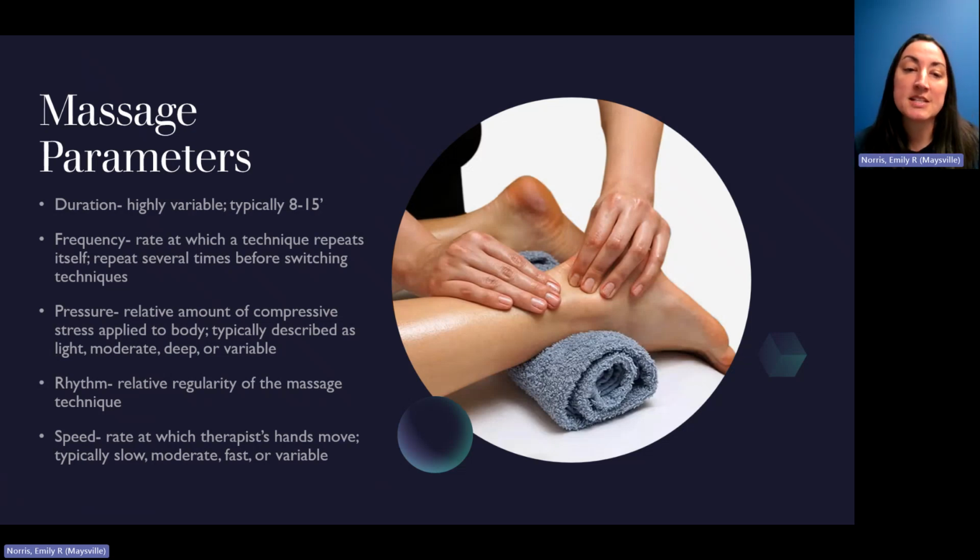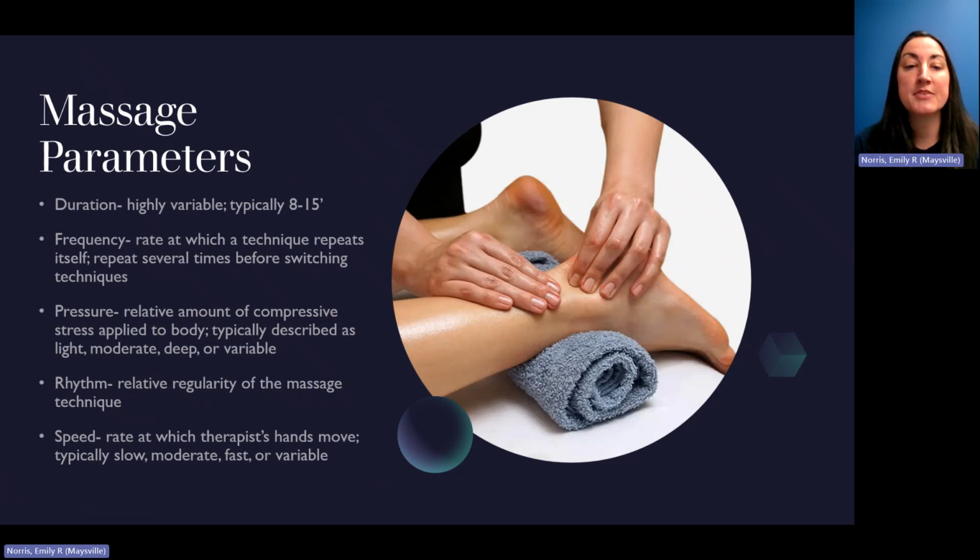The frequency, that's the rate at which a technique repeats itself. So typically you'll repeat one massage technique several times before switching to the other. If you're constantly doing different techniques, it's probably going to cause them to tense up and not be able to relax as much. So remember that as you're going through your massage.